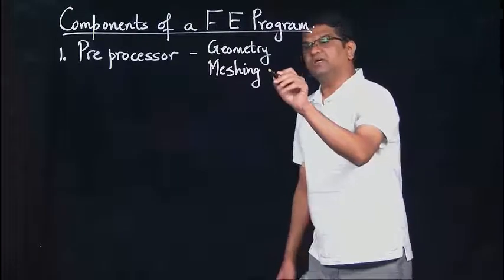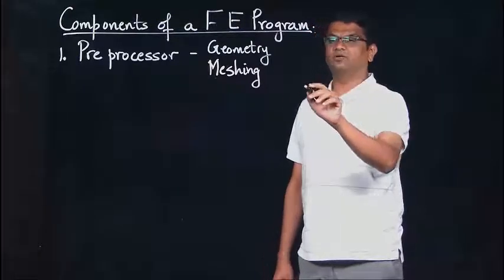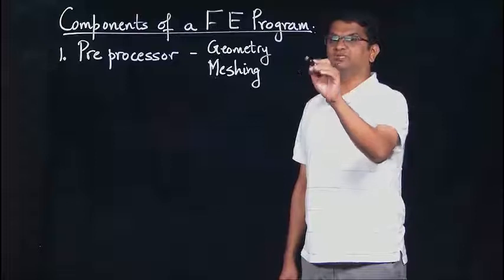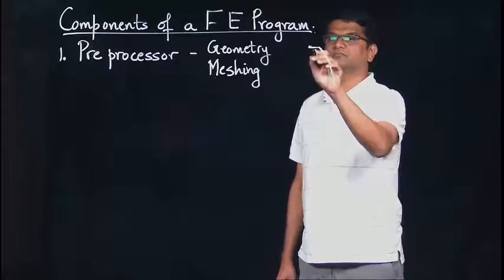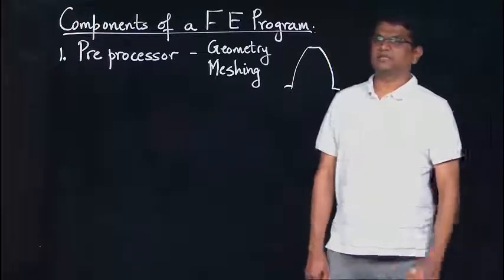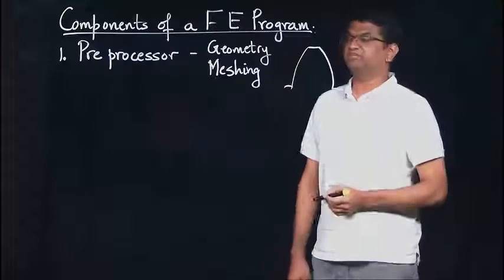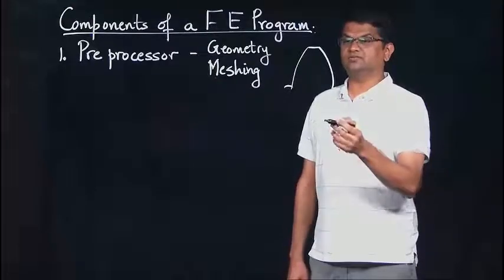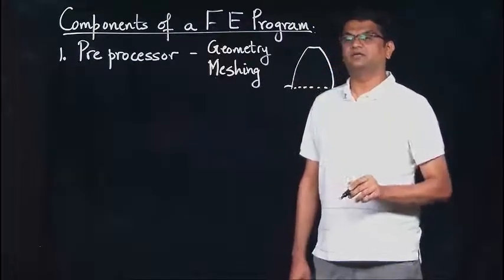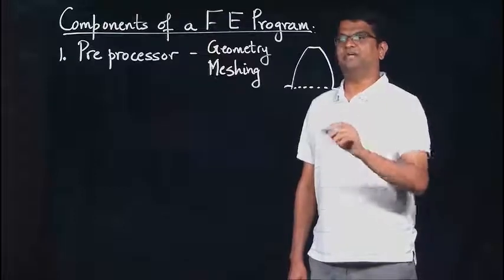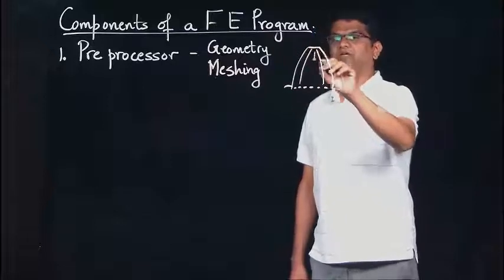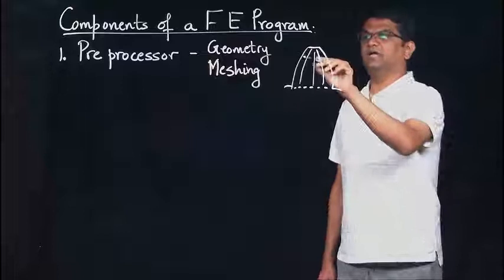So in meshing, for example, to make my point clear, let me just draw the outline of a gear tooth. So suppose this is a geometry which you can get from a solid model, and you want to analyze this basic profile. So meshing could mean dividing this geometry into some elements.